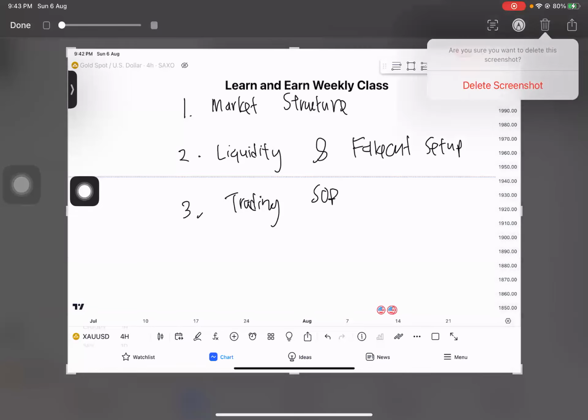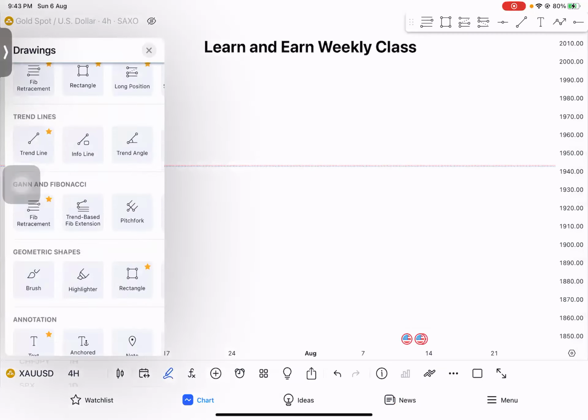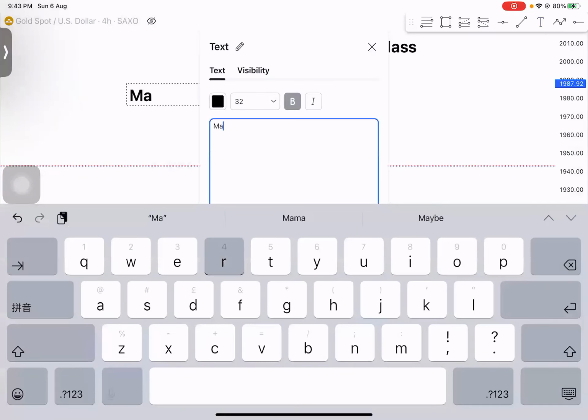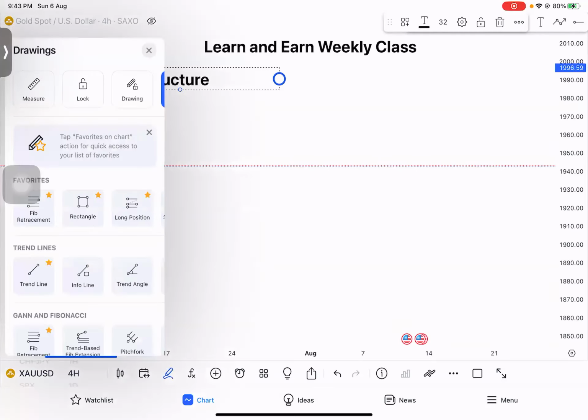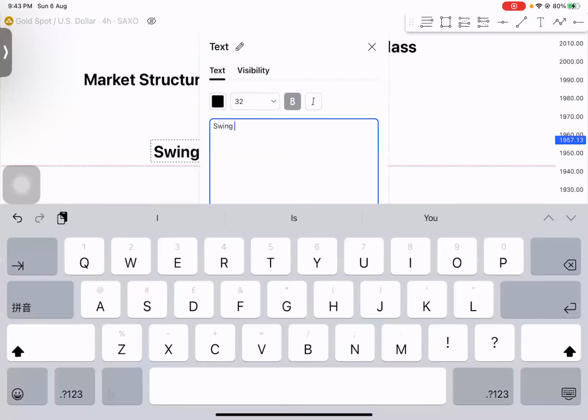So first one, we go through the market structures here. Let me write out first. Market structures. If we talk about market structures, we have to identify the different kinds of structures. We got two structures actually, which is the swing structures.